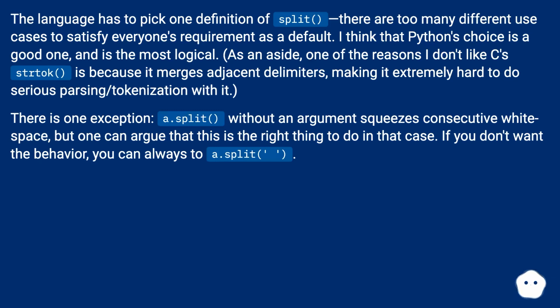As an aside, one of the reasons I don't like C's strtok is because it merges adjacent delimiters, making it extremely hard to do serious parsing/tokenization with it. There is one exception: a.split() without an argument squeezes consecutive whitespace, but one can argue that this is the right thing to do in that case. If you don't want the behavior, you can always do a.split(' ').